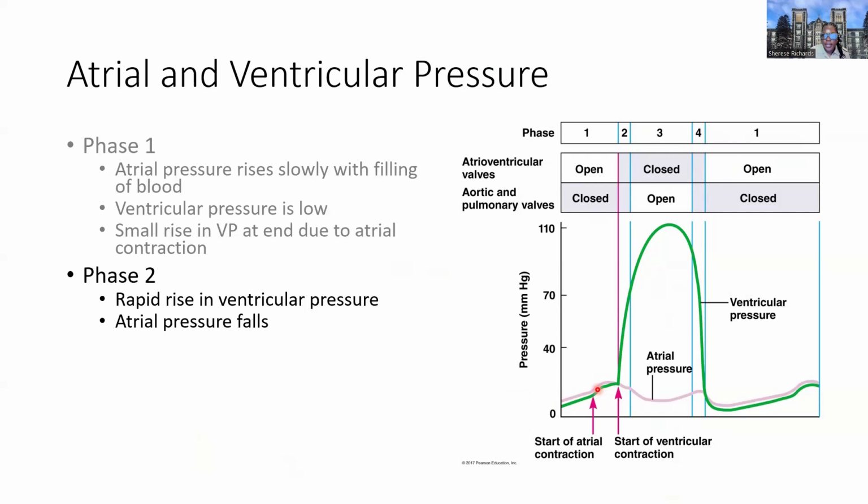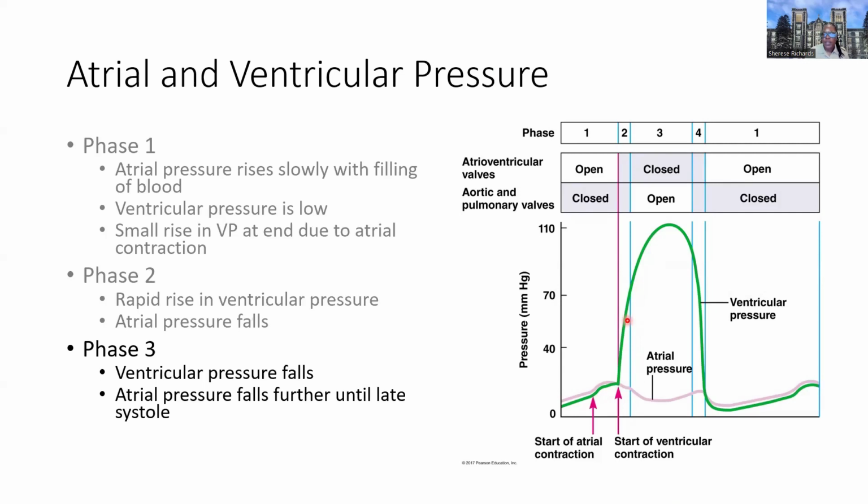In phase two, we're going to see all four valves are closed, rapid rise in ventricular pressure. This is the isovolumetric ventricular contraction, and the atrial pressure will fall, as we can see in the curve, but ventricular pressure will be rapidly rising, okay, as you prepare for ejection.